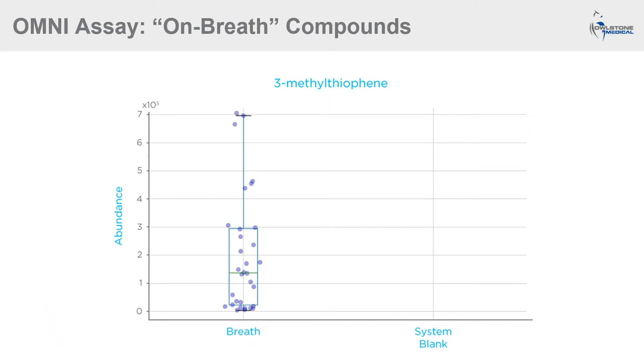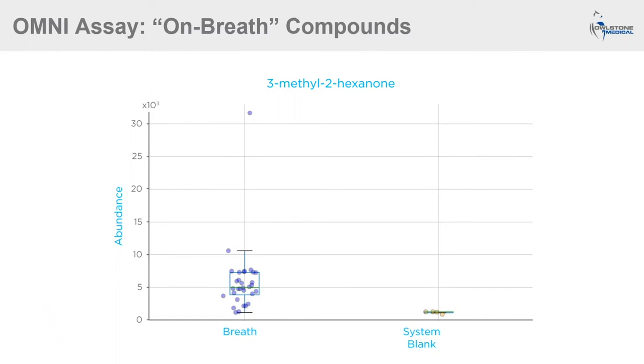3-methylthiazine, we don't measure this VOC on our system blank, which means that for every healthy volunteer, we consider this compound to be on breath. And also 3-methyl-2-hexanone is another example. So the key thing about these on-breath compounds is that we expect them to have good system response.